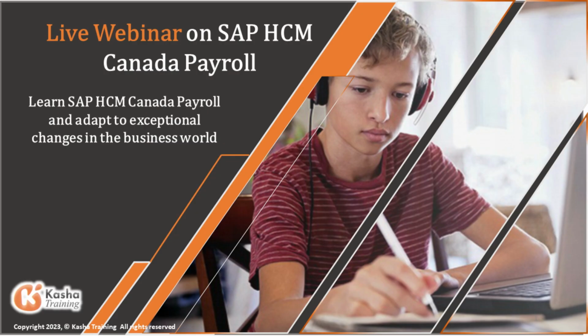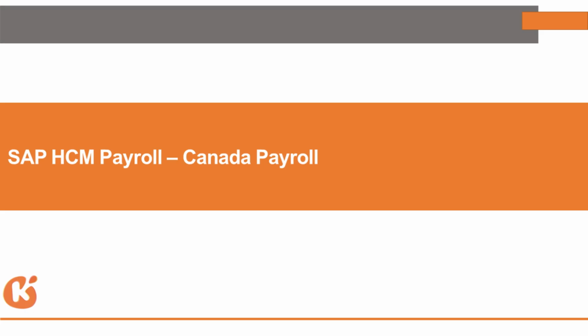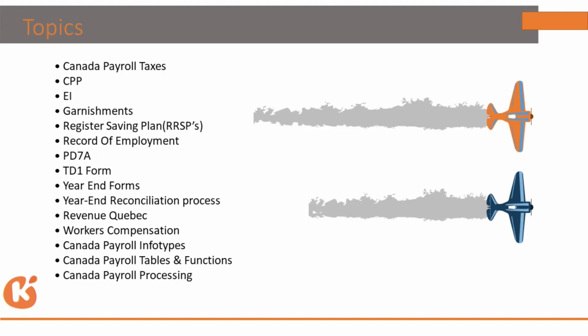So these are the topics related to payroll. The first one is Canada payroll taxes, garnishments, record of employment, PD7A, or TD1 form, and how the year-end reconciliation process is one of the main aspects of Canada payroll and US payroll.